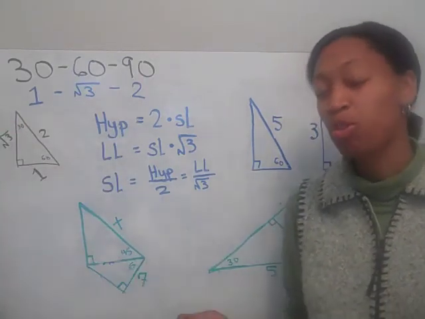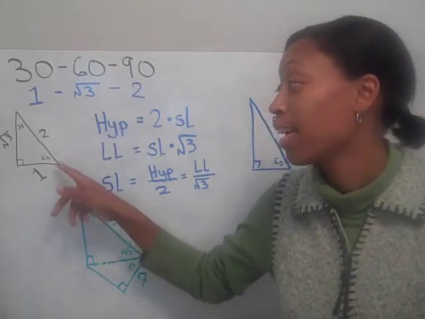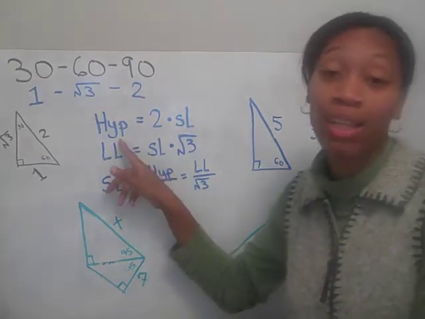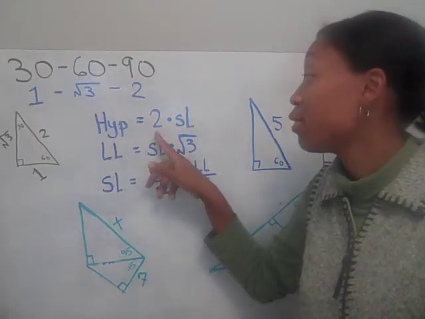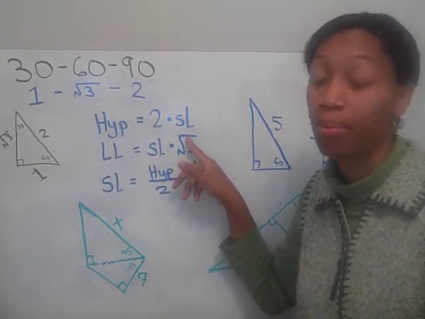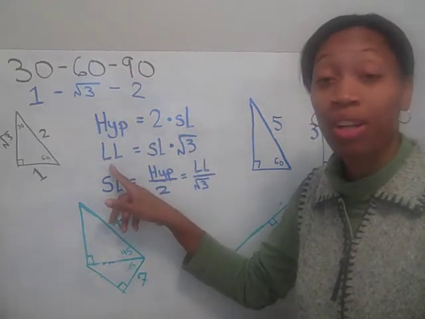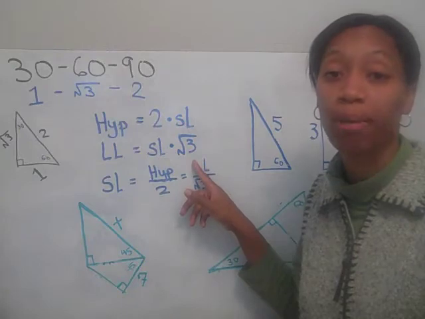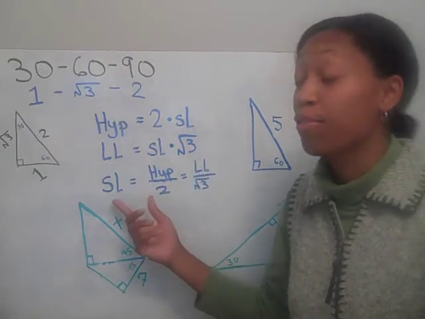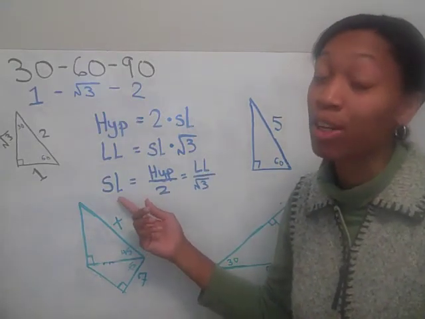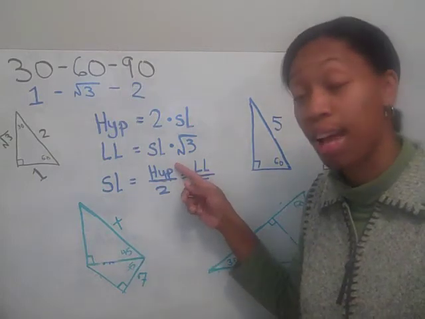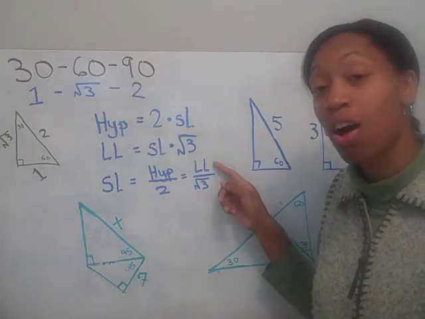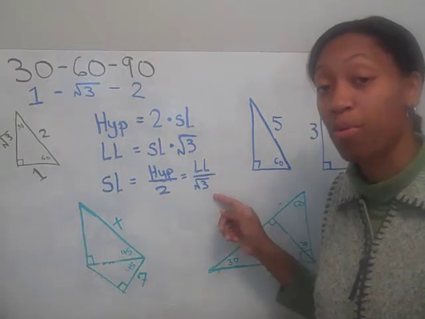So now we have to distinguish between the long leg, LL, and the short leg, SL. If we want to know what the hypotenuse is, it is 2 times the short leg. If we want to know what the long leg is, it is the short leg times the square root of 3. And if the short leg is the piece that's missing, you can find it by either dividing the hypotenuse by 2, or the short leg equals the long leg divided by the square root of 3.